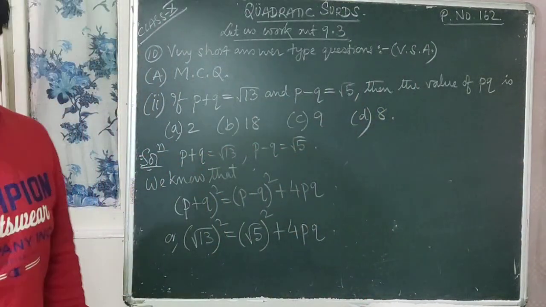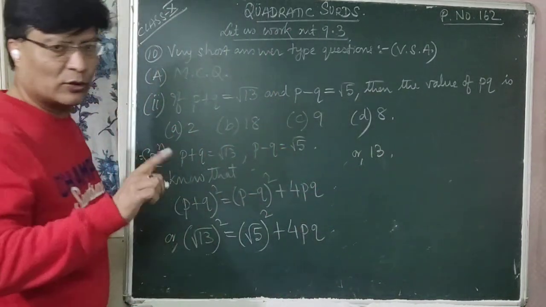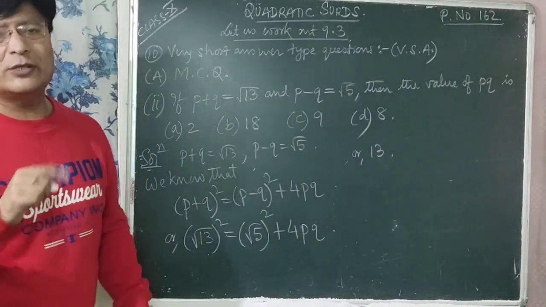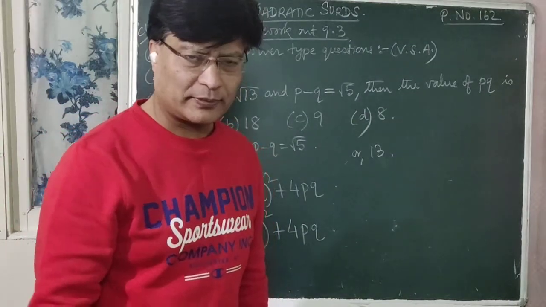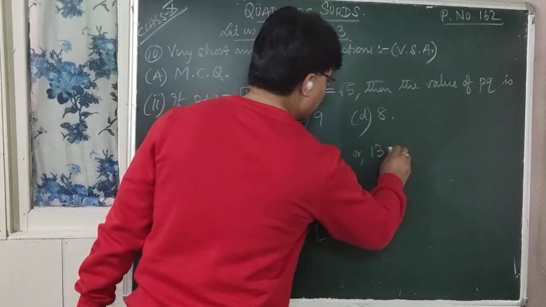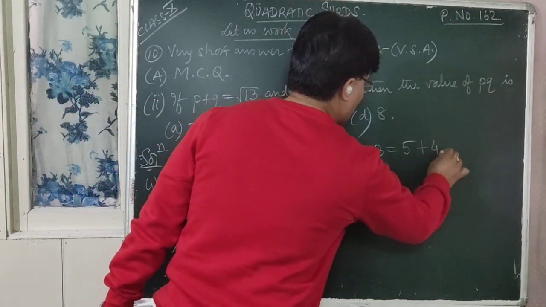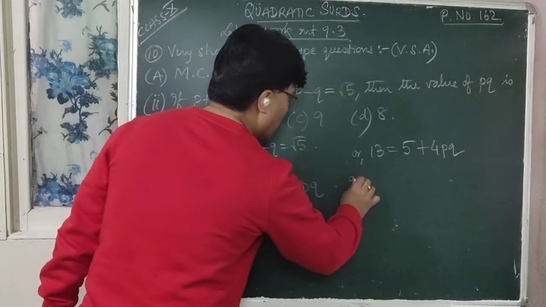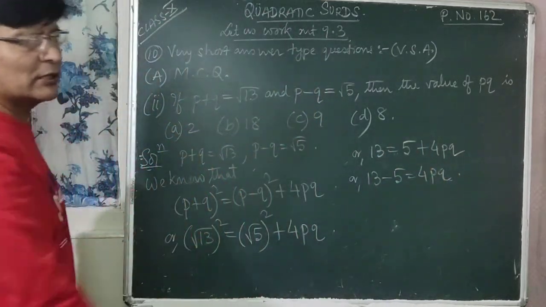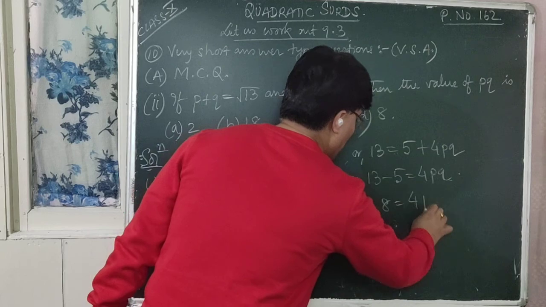So let us simplify it. Now what is root over 13 whole square? It is root 13 into root 13, that is only 13. The square root will be removed. So 13 is equal to, what is root 5 whole square? Which is equal to 5, plus 4PQ, right? So 13 minus 5 is equal to 4PQ. That is, 5 is taken to the left hand side, becomes minus 5, 13 minus 5. That is 8 is equal to 4PQ.